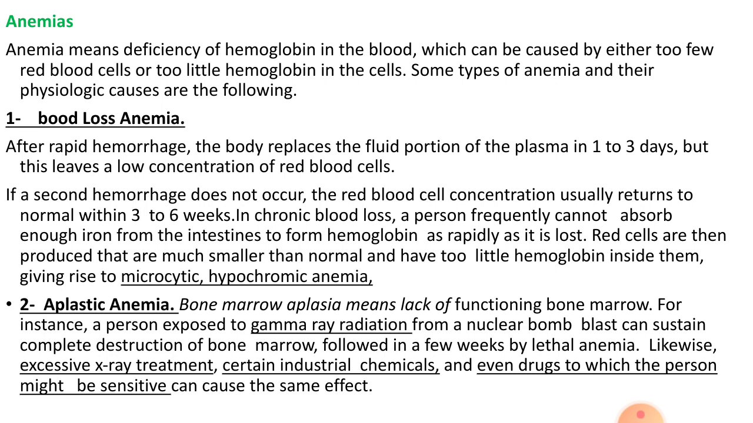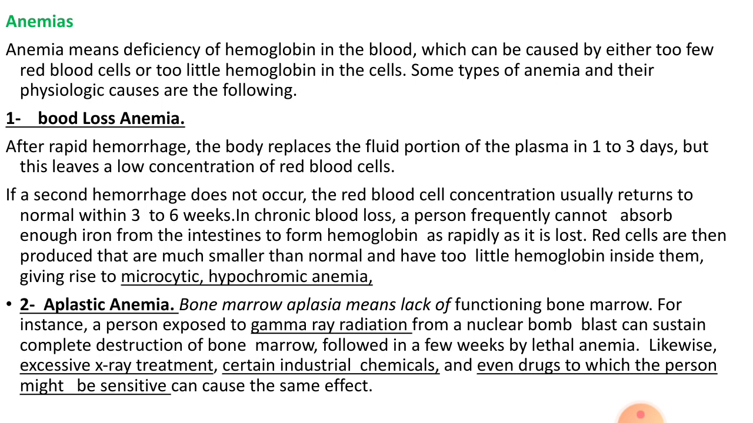But if there is secondary hemorrhage, or if the blood loss is chronic, it will lead to a defect in the absorption of iron, and this will cause a decrease in the number of red blood cells. The red blood cells will be small in size, and the amount of hemoglobin will be less than normal, and it will cause what we call microcytic hypochromic anemia. So microcytic hypochromic anemia means the size of the red blood cell is smaller than normal, and the amount of hemoglobin is little due to the defect in the amount of iron.